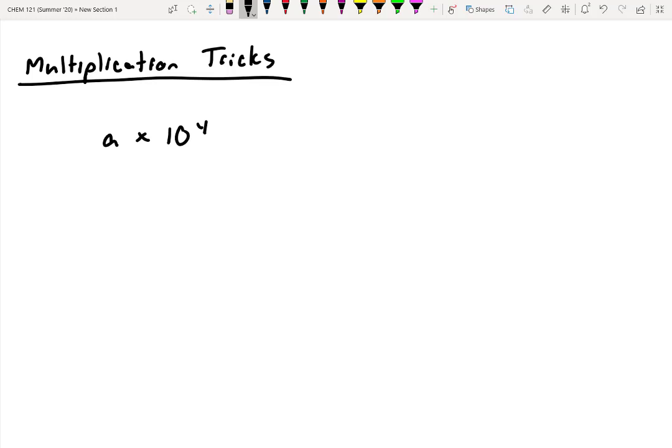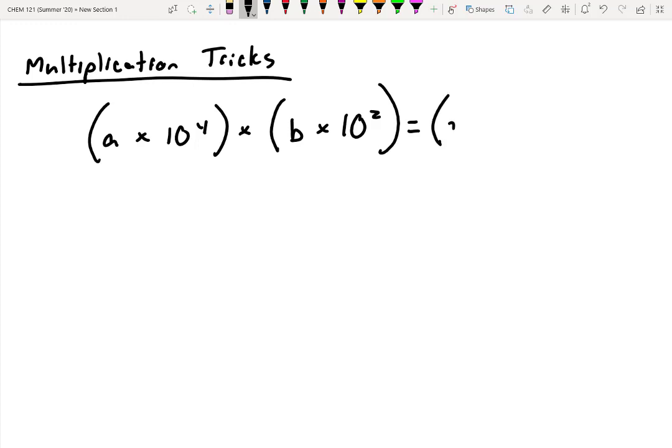So it's a multiplied by 10 to the y. And I want to multiply this by a second one, which is b times 10 to the z. What we can do is simplify this mathematically, and we can multiply a times b, and then we can just raise this to 10 to the y plus z. So what I mean by that is this y value and this z value just get added together, which is kind of handy.